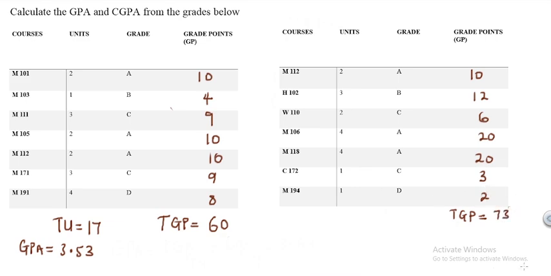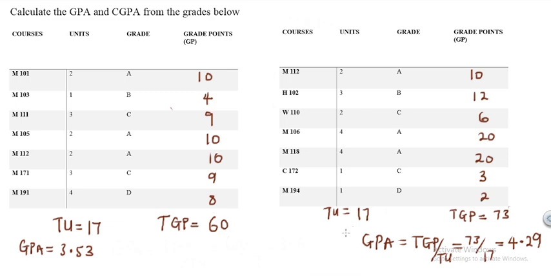So after we get our total grade point, remember, we go ahead and get our total units. So the total units here is equal to, we add up all the units here, which is 2 plus 3 plus 2 plus 4 plus 4 plus 1 plus 1. If you do that with your calculator, you get 17. The GPA for this semester is equal to total grade points divided by total units, like we did before. And this is equal to 73 divided by 17. If you do this with your calculator, you get 4.29, to 2 decimal places.